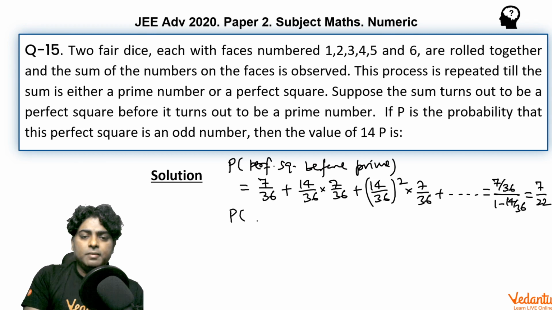Next we need to find the probability of a perfect square which is odd before prime.